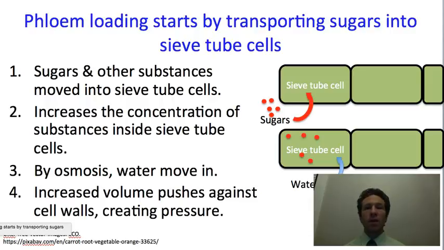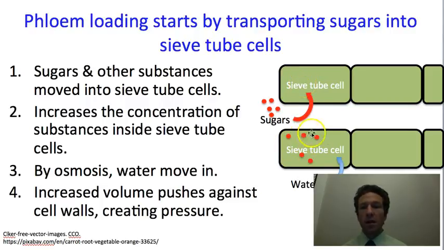We're now going to talk about exactly how the plant achieves that movement. And we'll start with how the plant gets substances inside, and then how it moves them. So what we have pictured here in green is a set of sieve tube cells. Remember, these are the cells that really are the conduits for movement in the phloem. The first thing that will happen is the sugars or other organic molecules are going to get moved into these sieve tube cells, and the plant needs to spend some energy to accomplish that.